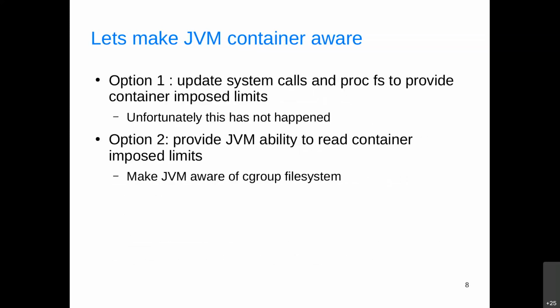So what can we do to make the JVM aware of these container limits? One straightforward approach is that we update the system calls and the proc file system and make them aware of the container imposed limits. But for some reason in the Linux world, this has not happened. So the only option we are left with is making the JVM aware of these limits by making it aware of the cgroup feature. So at this point, I will take a couple of slides to brief you about the cgroup mechanism. That will also help us to understand how OpenJ9 gets these limits.